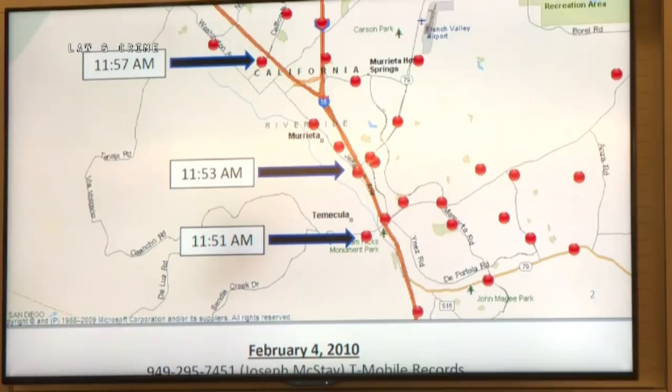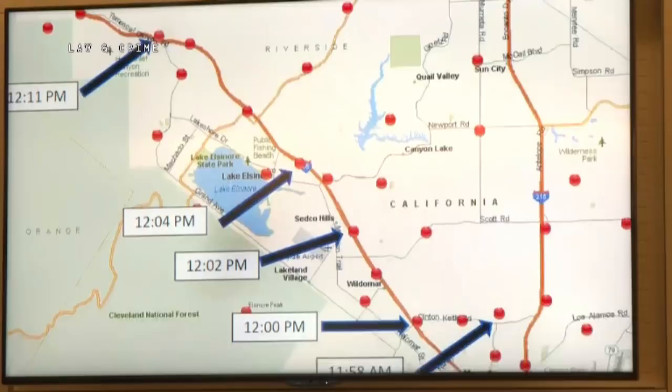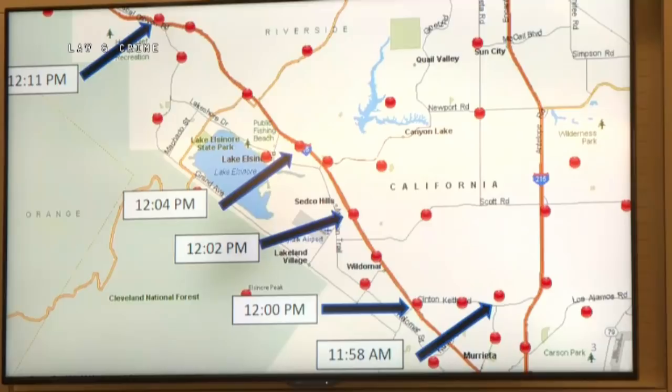And 523, I believe, is the next one in line. Do you have that in front of you? Yes, sir. And that shows us what? Again, it's the additional calls in chronological order, starting at 11:58, 12 p.m., 12:02 p.m., 12:04 p.m., and 12:11 p.m., again, with a general movement. At this point, the cell phone's traveling in a northwest direction consistent with Interstate 15.